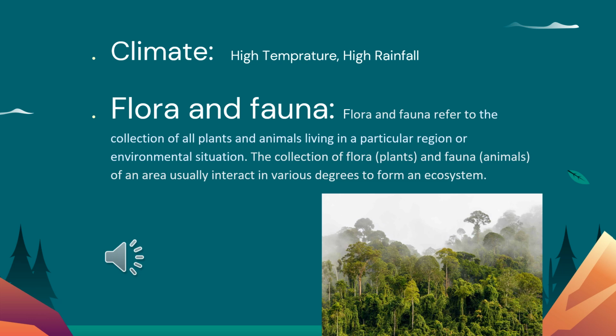Flora and fauna refer to the collection of all plants and animals living in a particular region or environmental situation. The flora, plants, and fauna, animals of an area usually interact in various degrees to form an ecosystem, such as the tropical rainforest ecosystem.